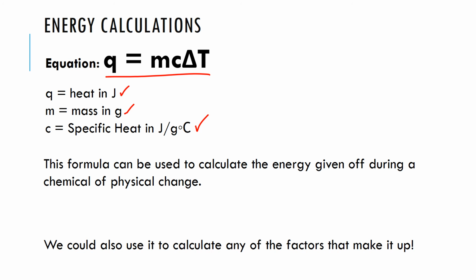In other words, you could be given Q, you could be given M and delta T, and be asked to solve for specific heat, which you could just call X, your variable. But the bottom line is, with this equation, you'll always be given 3 of the variables and be asked to solve for one of them. We have to remember, though, that delta T is a change in temperature. So for these problems, you will be given a final temperature and an initial temperature. To find the change in temperature, you have to subtract one from the other.